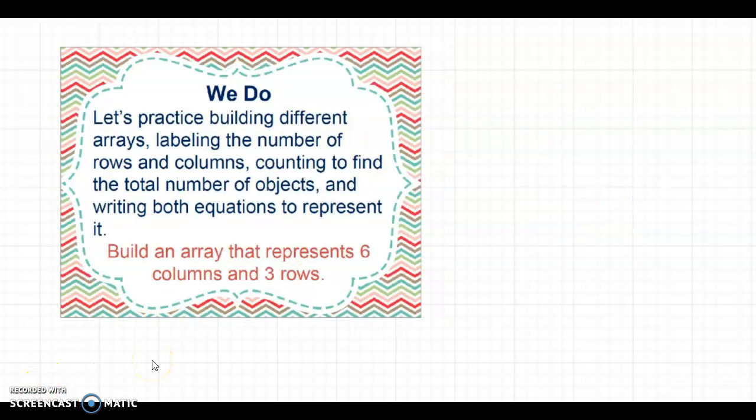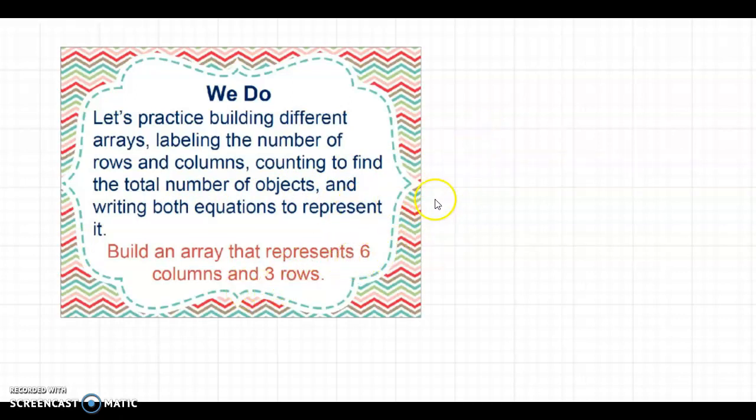Alright guys, let's look at this we do. Let's practice building different arrays, labeling the number of rows and columns, counting to find the total number of objects, and writing both equations to represent it. The array that we're going to build today will represent 6 columns and 3 rows.